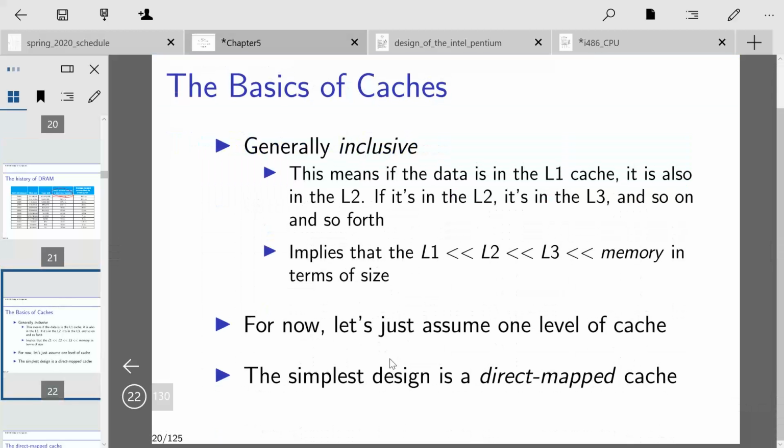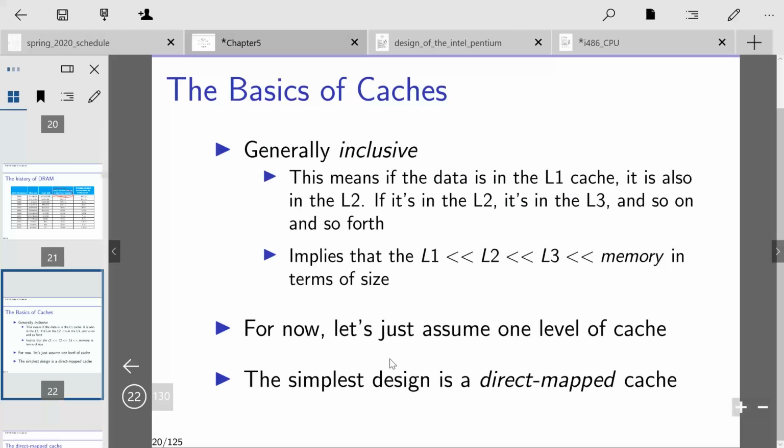Okay, talking about a little bit more basics of caching. Caches are generally inclusive. We have inclusive and exclusive caches. Most caches that we talk about are inclusive, and what that means is that all of the data that's in the level 1 is also in the level 2, and all of the data that's in the level 2 is also in the level 3, and all of the data in the level 3 is also in DRAM. That is what we mean by inclusive.